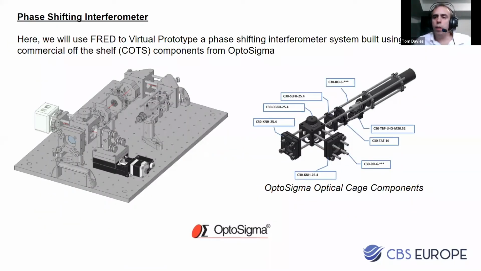So that was just a brief introduction to FRED. In regards to what I'm showing today, we're going to talk about using FRED to virtual prototype a phase shifting interferometer that was designed by OptoSigma. So here we're going to use FRED to virtual prototype this whole system on the optical bench, which is built using commercial off-the-shelf components, using, for example, the OptoSigma optical cage components that just plug in on the optical bench, and also things like the nano stage that moves the reference mirror position of the interferometer.